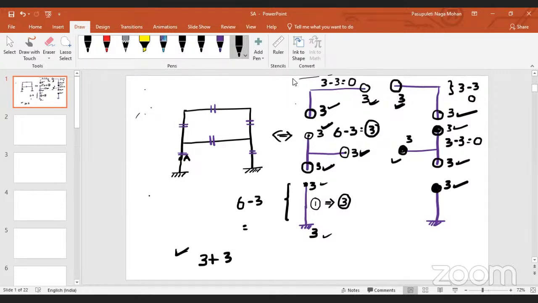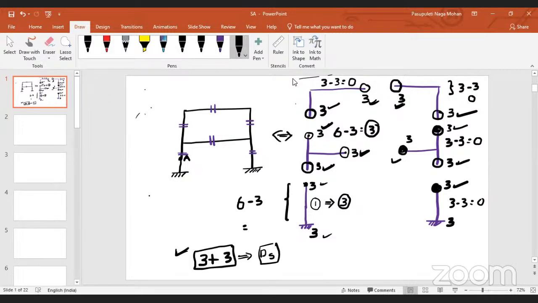Now here, how many reactions will exist? 3. Now total, how many unknowns are there? 3. If I apply equilibrium equations, 3 minus 3, 0. That means if I am able to find any 6 unknowns, then I can solve all the forces in this frame. So I will say this is the total indeterminacy of the frame.